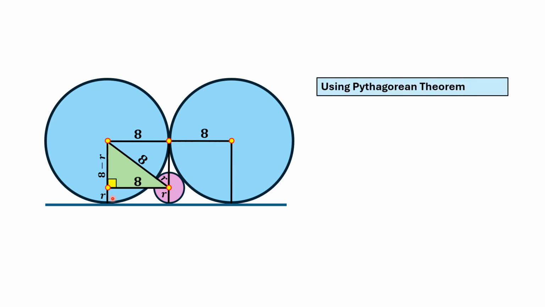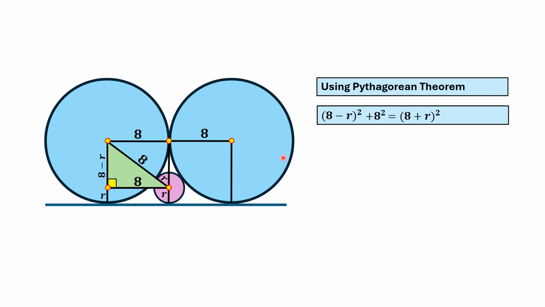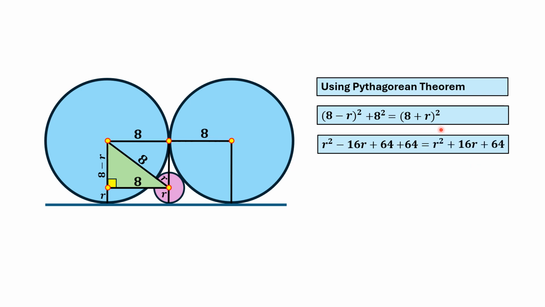So using the Pythagorean theorem on this right triangle, we have (8 minus r) squared plus 8 squared equal to (8 plus r) squared. Expanding the binomials on left and right, (8 minus r) squared is equal to r squared minus 16r plus 64. 8 squared is 64 and (8 plus r) squared is equal to r squared plus 16r plus 64.